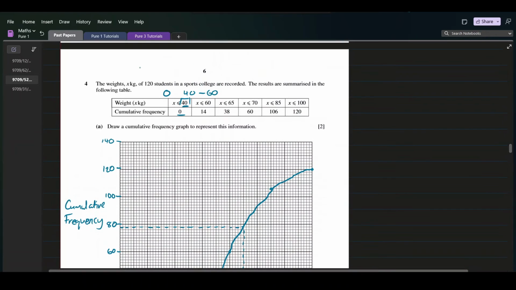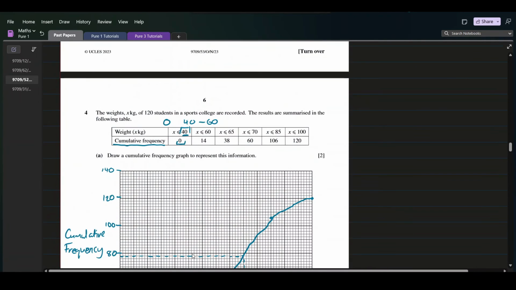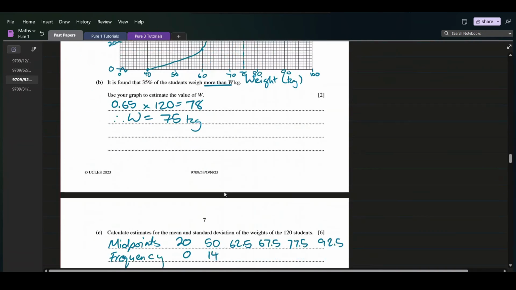Notice that we're given the cumulative frequency, so we have to work backwards and get our frequencies. So for the first class, our frequency would be 0. And the second class, it would be 14. And basically how we're getting these values is the class that you are currently on minus the previous class. So for the second class, we said 14 minus 0, we got 14. So for the next class, it's 38 minus 14. So 38 minus 14, that is 24.